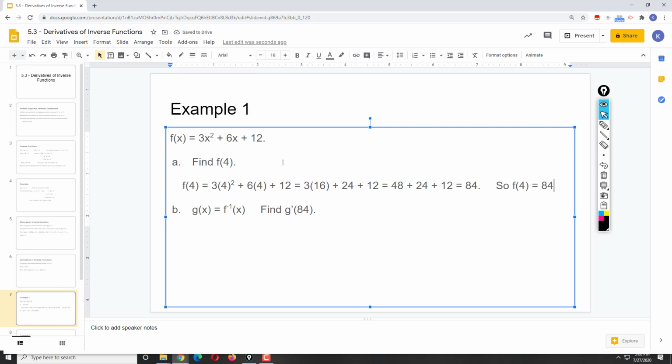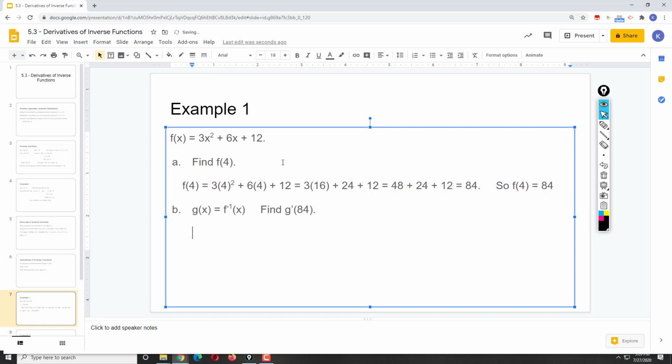Part B. Well, g of x and f of x are inverses. So g of x is f to the negative 1 of x. Find g prime of 84. Find the derivative of g at x equals 84. The good news is we don't have to find g prime of x.